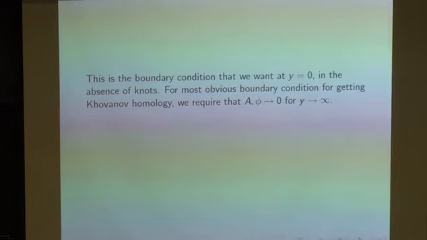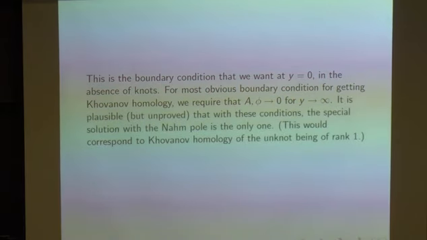As for y going to infinity, if we want to get Khovanov homology, we simply require that everything is 0 as y goes to infinity. Now, in the absence of knots, I expect that the special solution I described is the only one. This would correspond to the Khovanov homology of the unknot being rank one. The chain complex would be one-dimensional with one generator corresponding to this one explicit solution. And since there's only one solution, the differential would be 0. As a physicist, you say that the ground state is unique and there's nothing to compel it to change.